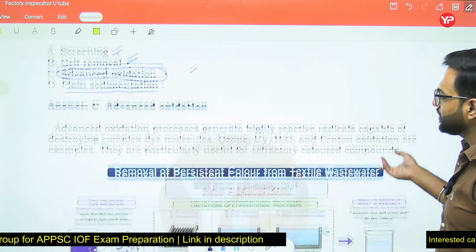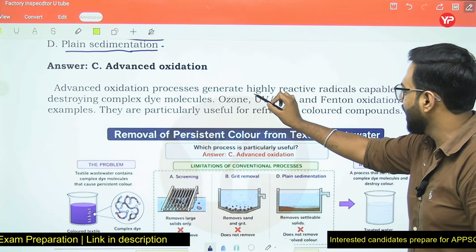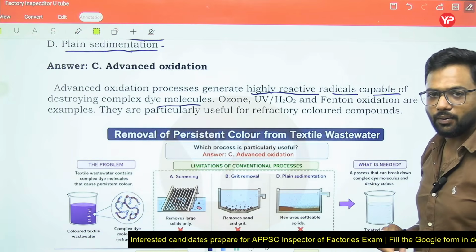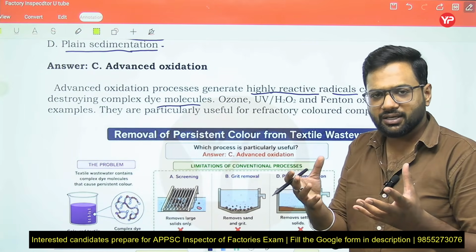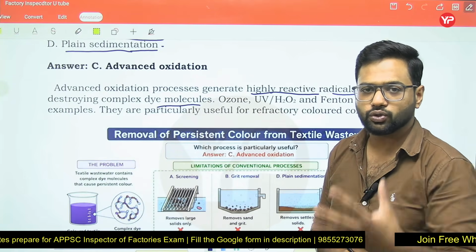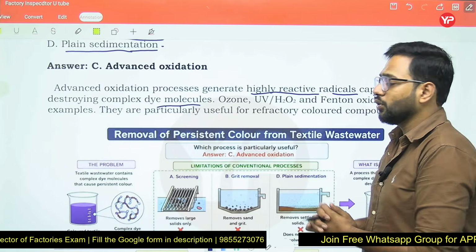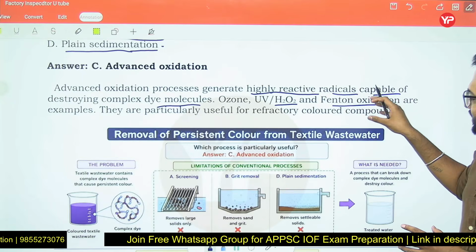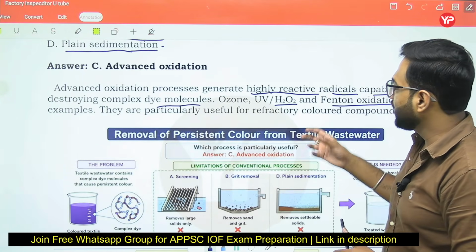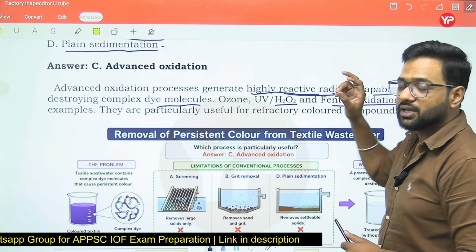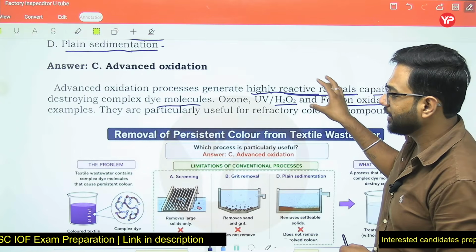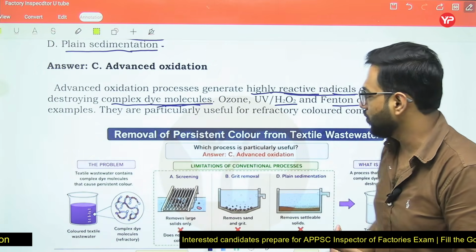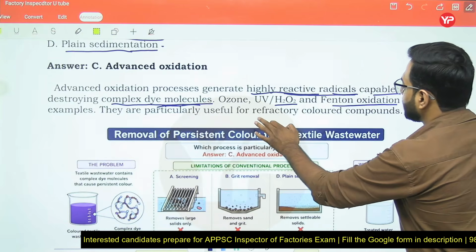And in this advanced oxidation process, basically what happens is that it generates highly reactive radicals that are capable of destroying the complex dye molecules. Here we can use some agents, like you can use ultraviolet rays, you can use ozone, right? So when you add ozone or ultraviolet, or hydrogen peroxide H2O2, or Fenton oxidation, these oxidizing agents generate highly reactive radicals, and these highly reactive radicals destroy complex dye molecules. So that's why they are particularly useful for the refractory colored compounds.